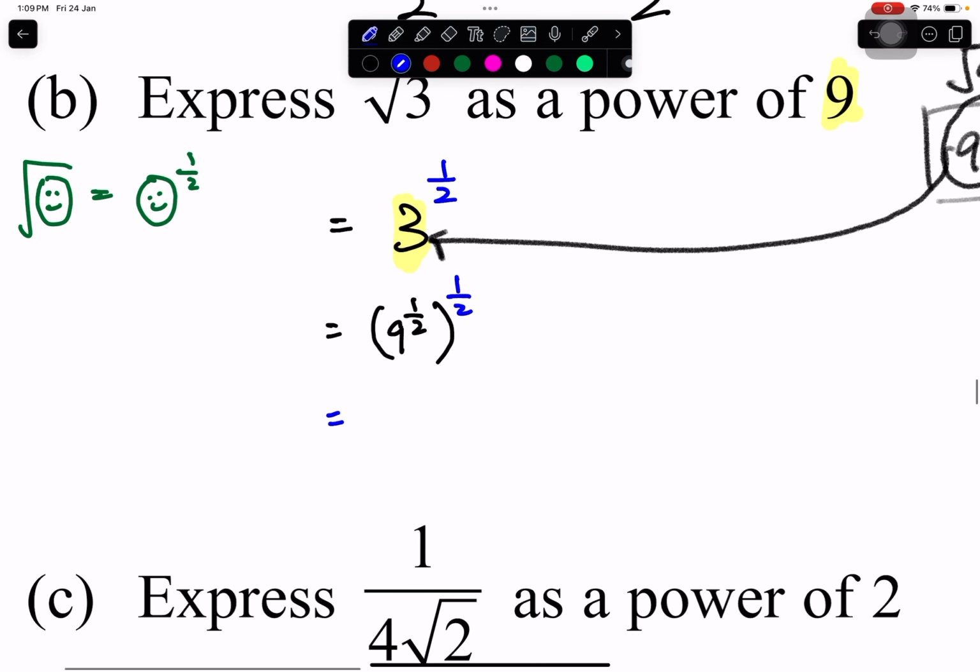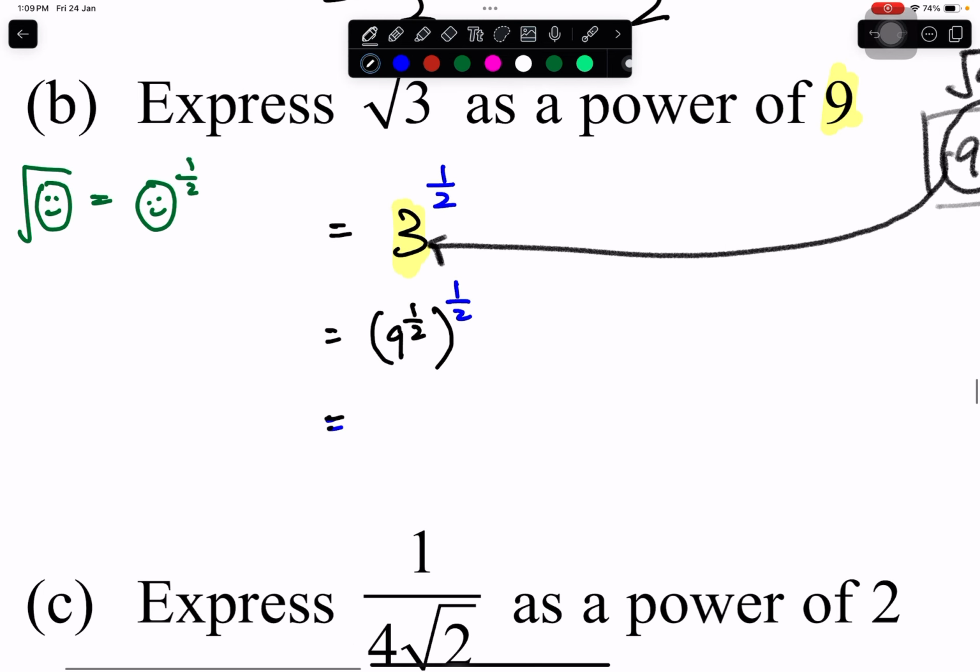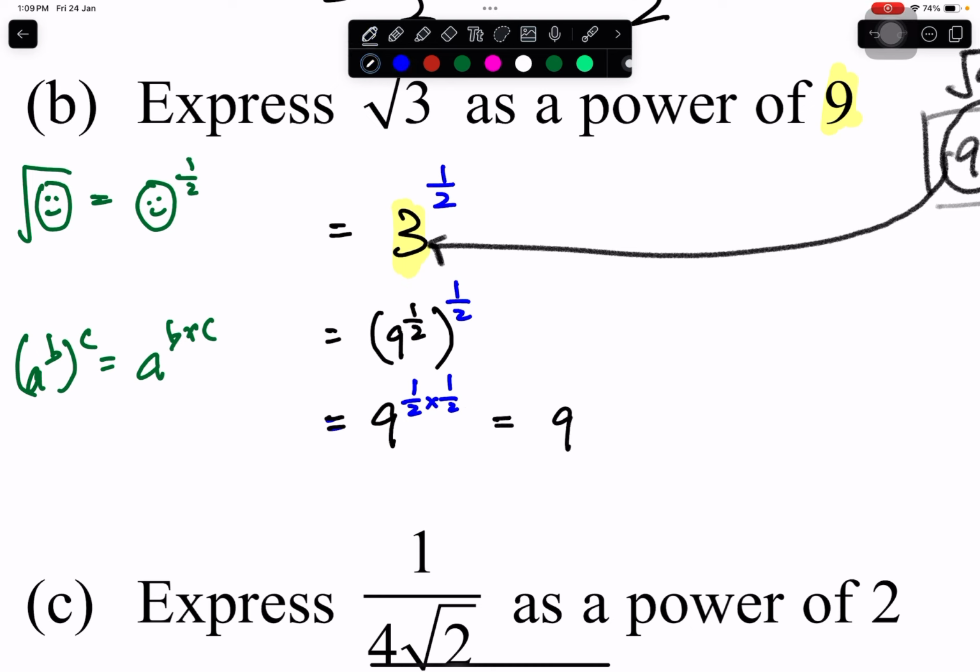Then we have to apply the power of the power rule, which is a to the power of b to the power of c. It is a to the power of b times c. This is 9 to the power of half times half. So top times top, bottom times bottom, we're going to have 1 over 4. That's it.